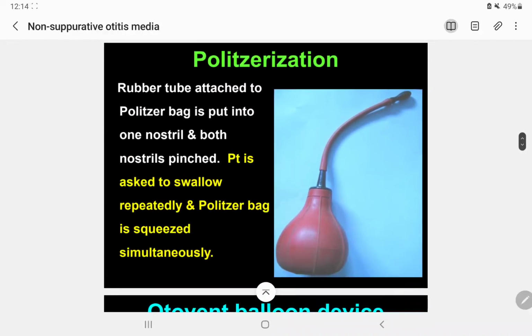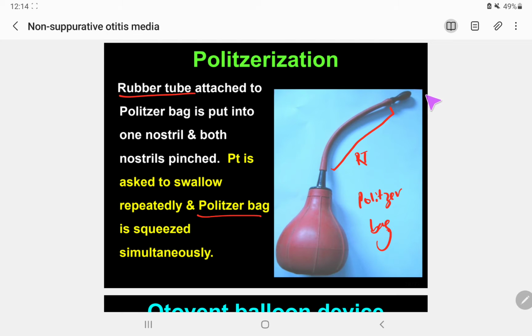So what is politzerization? It is like a Politzer bag. Okay, this is a Politzer bag. So a rubber tube is attached to the polyester bag, okay, so this is the rubber tube, right? This is the rubber tube, RT.